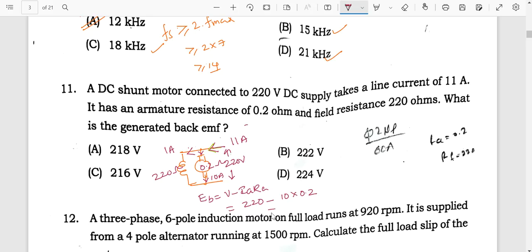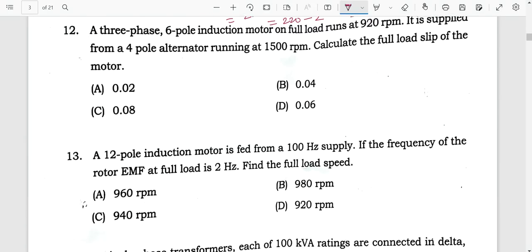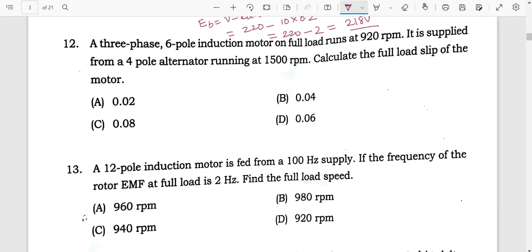So this will be equal to 220 minus 2 volts, which is equal to 218 volts. Simple answer, 218. Okay, so next question. A three-phase 6-pole induction motor on full load runs at 920 rpm. It is supplied from a 4-pole alternator running at 1500 rpm. Calculate the full load slip of the motor.